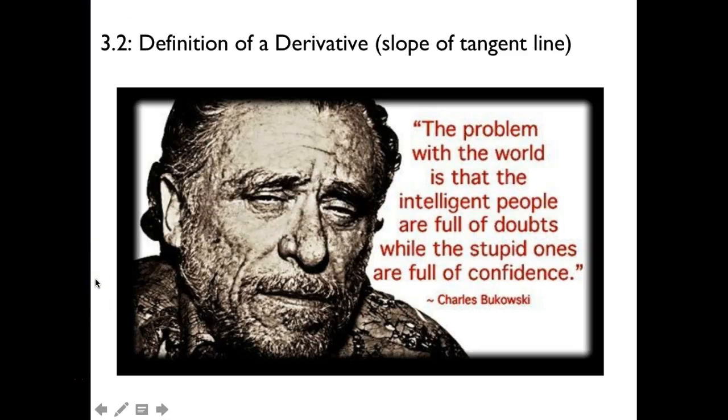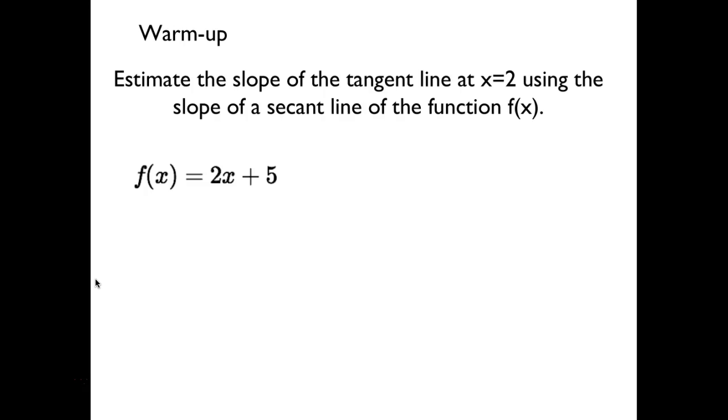Okay guys, today we're going to be doing 3.2, the definition of a derivative, or you could also call this the slope of a tangent line. Remember, a secant line is the average rate of change, and a tangent line is the instantaneous rate of change.